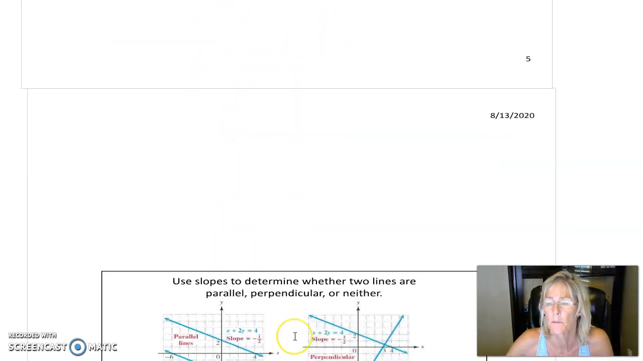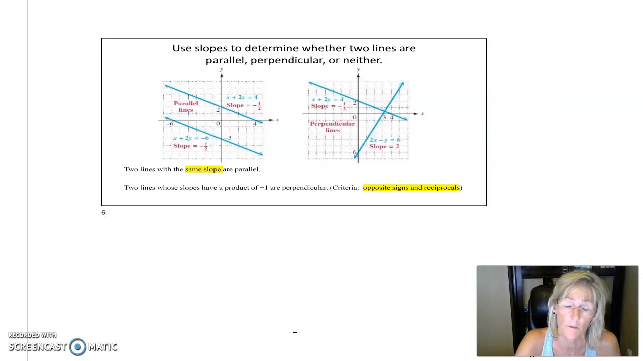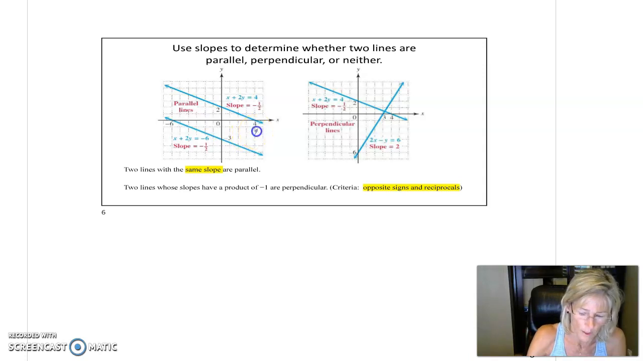Okay, the last concept that I want to go over is determining whether lines are perpendicular, parallel, or neither. For lines to be parallel, or an equal distance apart in space forever, they have to have the same slope. So the slopes have to be identical.